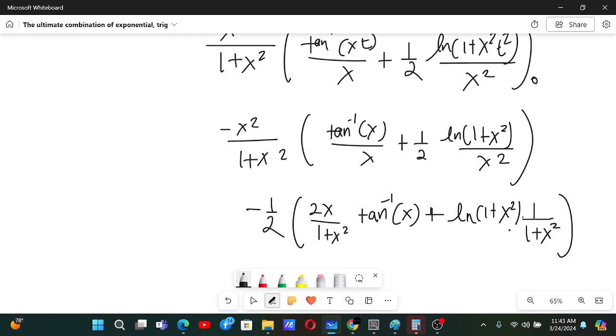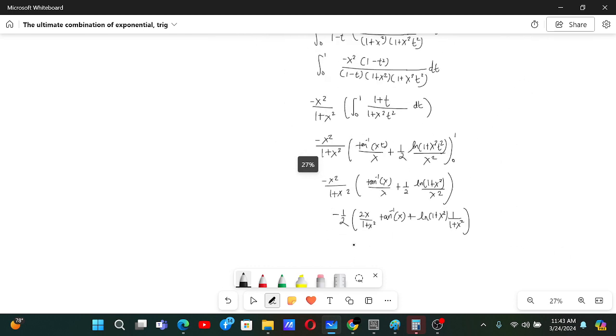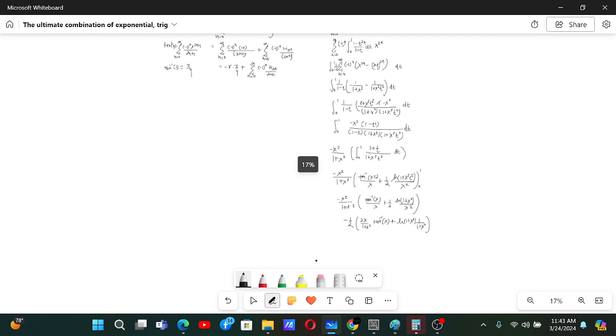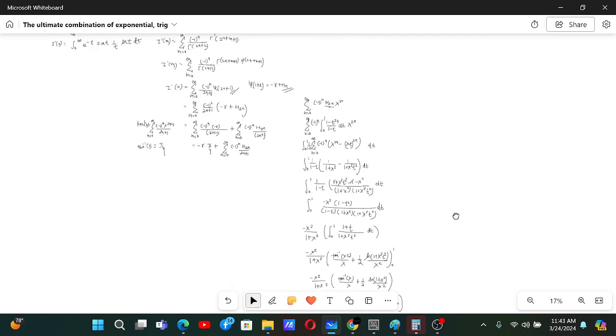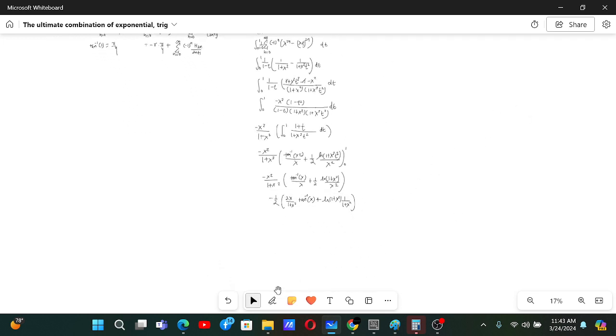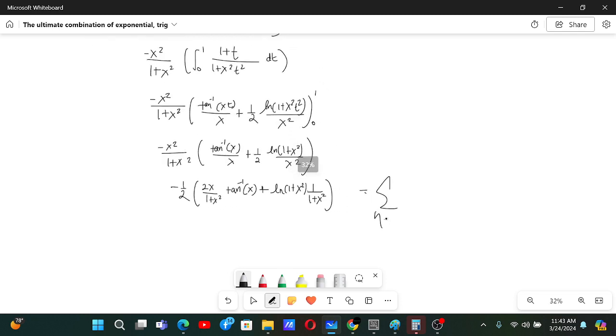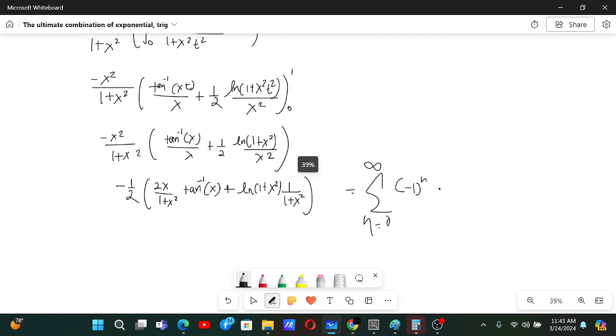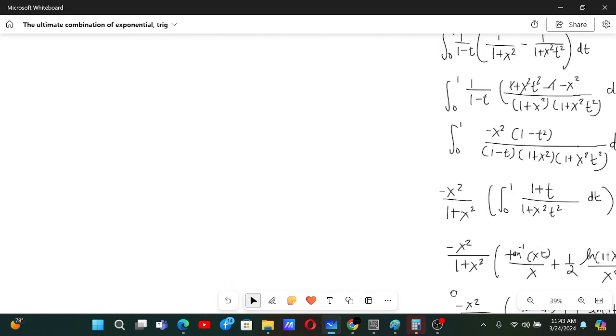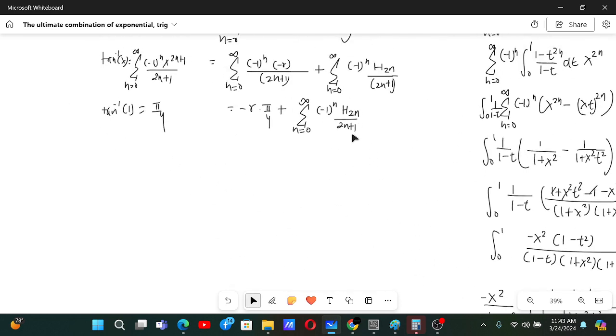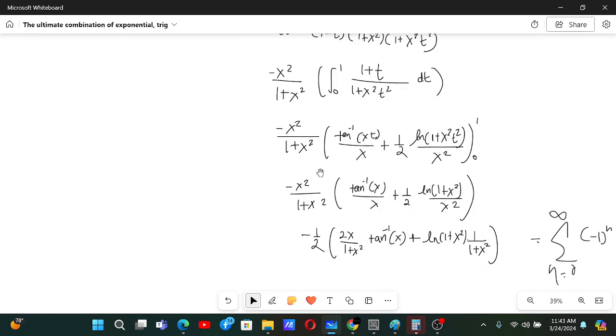Yeah, now we have to, again, this is just, we know what this is. This is the sum from n equals 0 to infinity of (-1)^n x^(2n). But the result that we want is not this; we have to have 2n plus 1 in the denominator, so we have to integrate this expression.